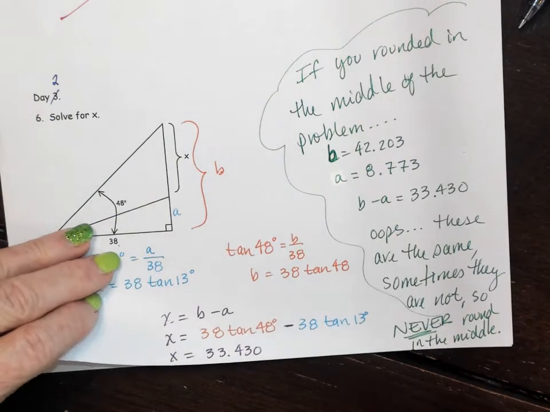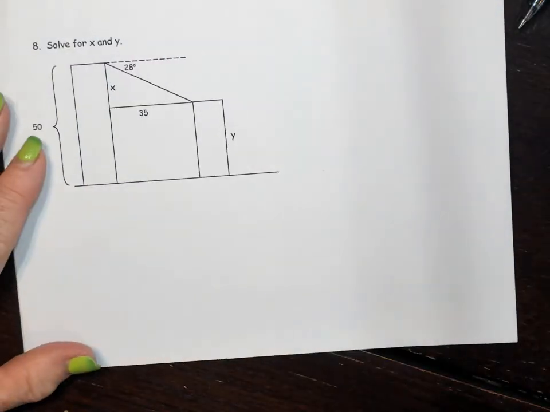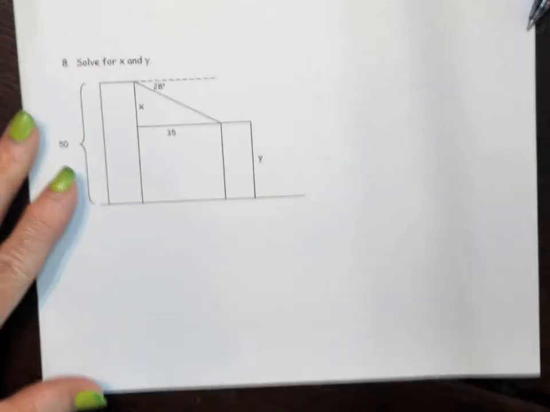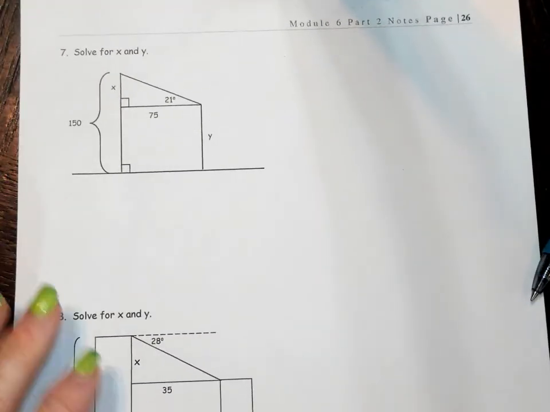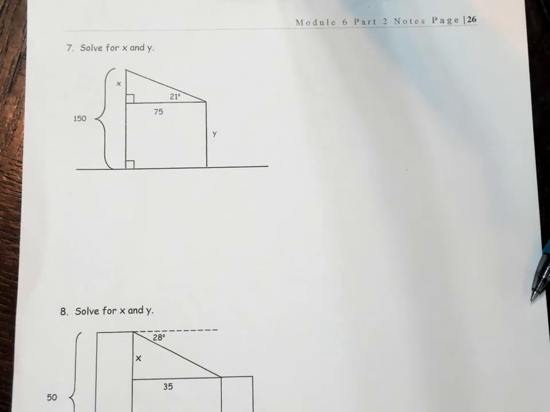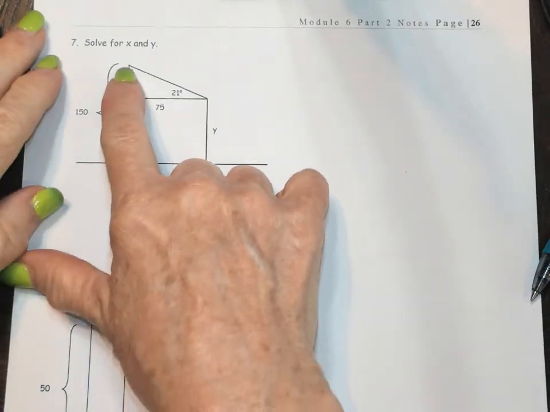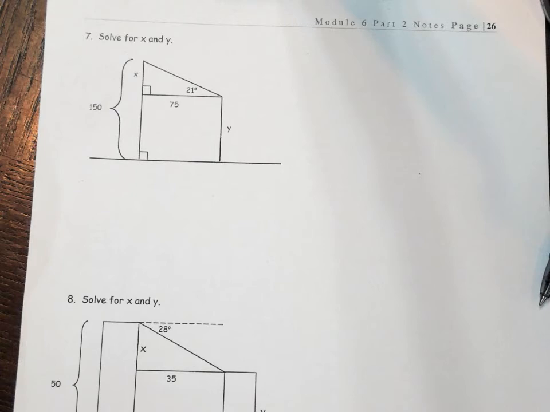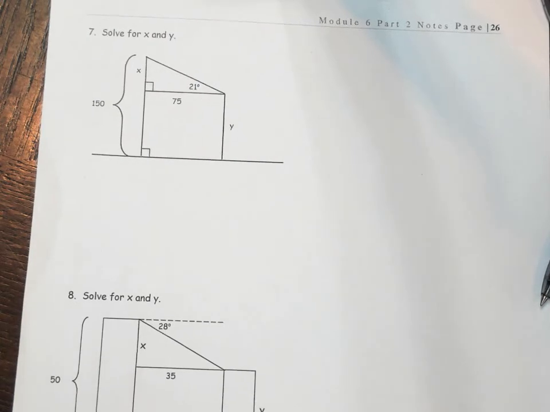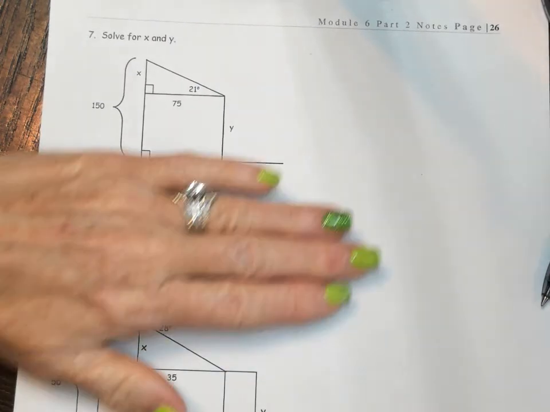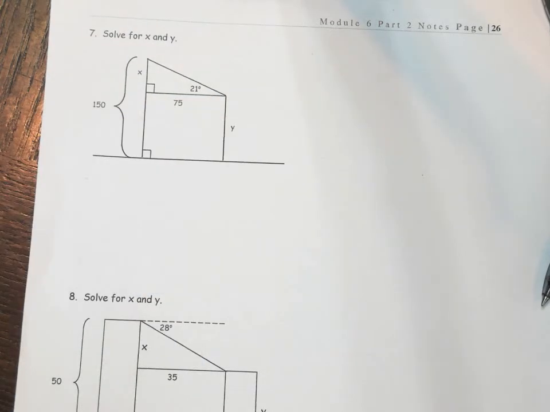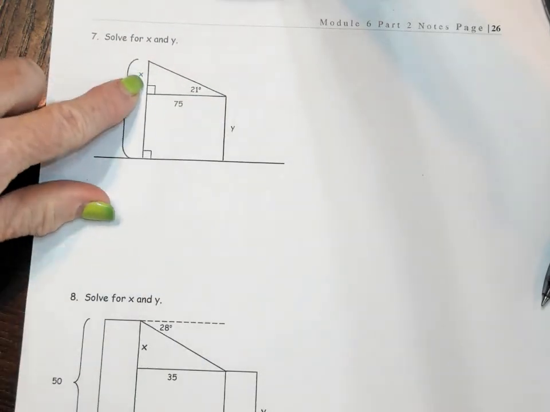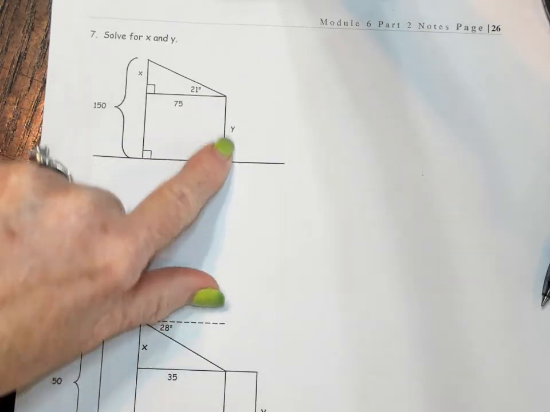Okay? All right. Let's go over here and look at this one, number 7 up here. So kind of the same idea. I want to solve for this piece X. Now here we only have one triangle, one right triangle, and it's sitting right there up at the top. But we need to figure out this piece X and this piece over here, Y.